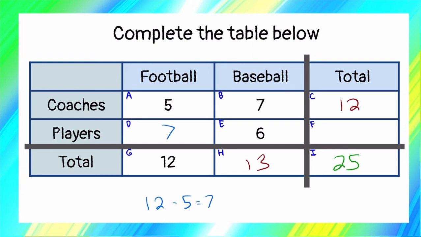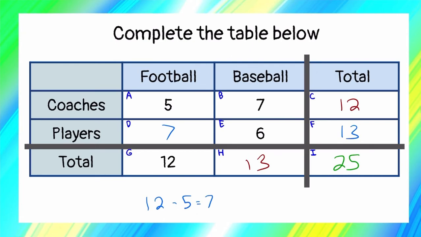Now there's 1 more missing box. What do you think goes in box F? There's a couple ways you could have done this. The easiest, I think, would be to add 7 plus 6 to get 13, or you could have done 25 minus 12 to get 13. Either way, all of your boxes should work out and add up.